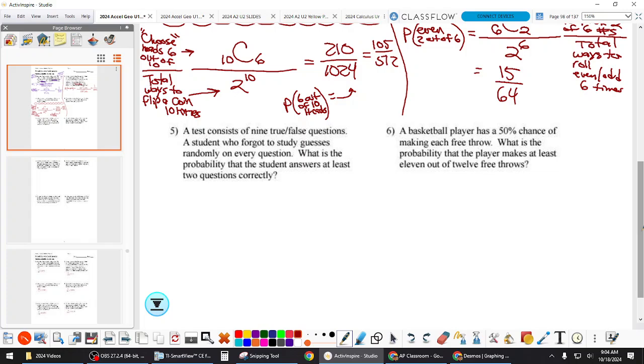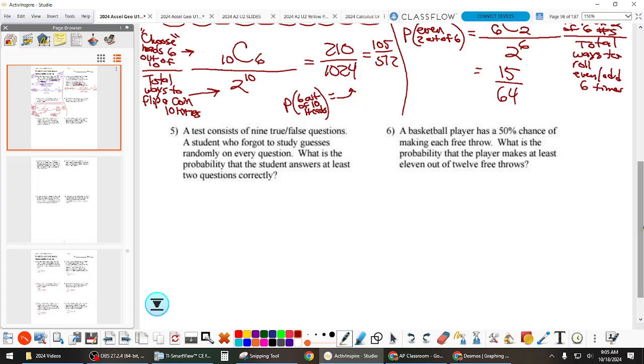So let's read it. A test consists of 9 true-false questions. So as soon as you hear true-false, what are you thinking? 50-50, good. So a student who forgot to study guesses randomly on every question. By the way, that's a really dumb strategy, but you'll see he still has a good chance-ish that he gets them all right. I mean, technically it gets worse.